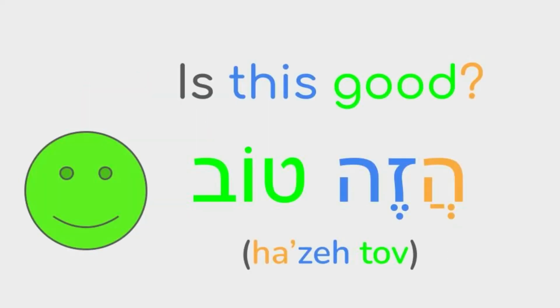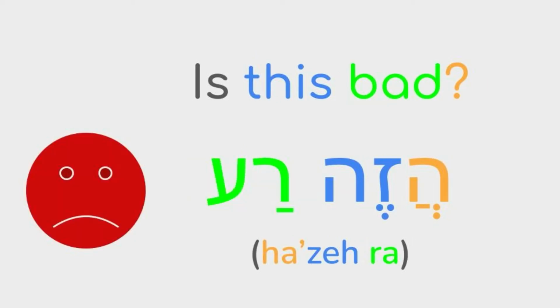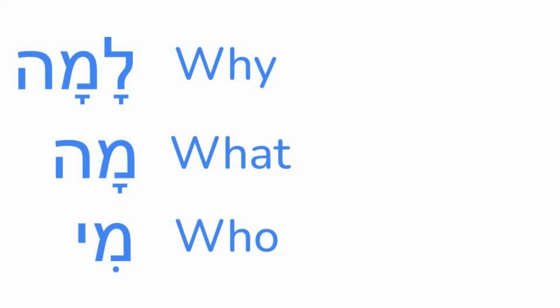So to ask, is this good, we can say, Hazeh tov? Ha makes it a question, which attaches to ze, this. Is this tov? Good. And to ask the opposite, we say, Hazeh ra? Is this bad?